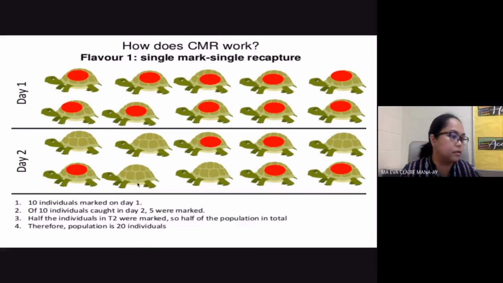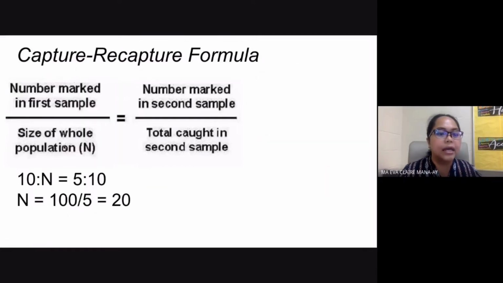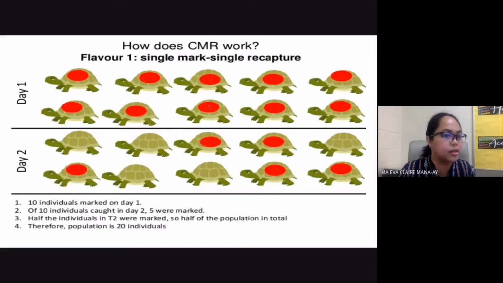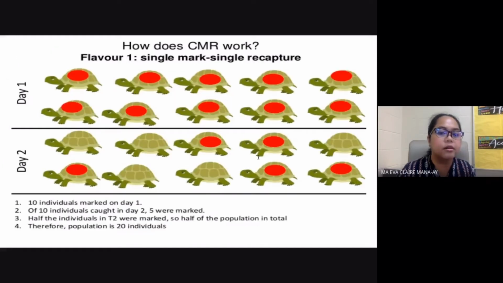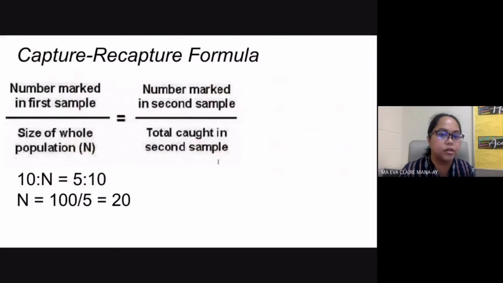That's your total. So what you do again is you get the number of marked individuals in your first sample. That's 10, we started with 10 marked individuals on day 1. We divide that by n, the number we're looking for, the size of your population. That equals the number of marked individuals in your second sample, so 5 turtles over 10 turtles total. Your total caught in the second sample is 10.